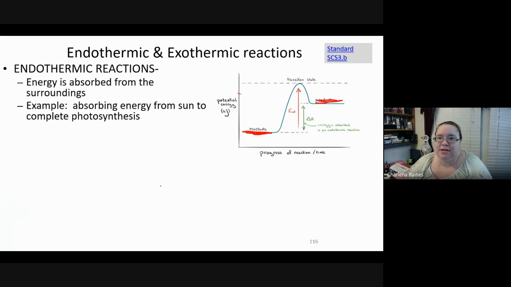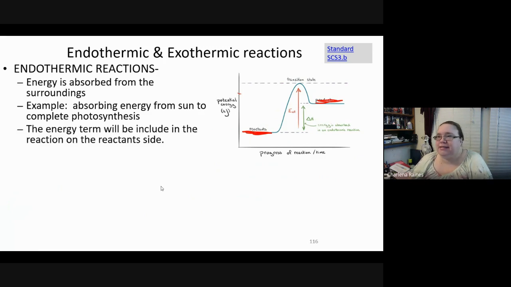Another endothermic process that you might be familiar with from biology is photosynthesis. Photosynthesis requires the energy from the sun. The plant is absorbing that energy in order to produce the products of oxygen and do all the nice fun stuff that the plants do.